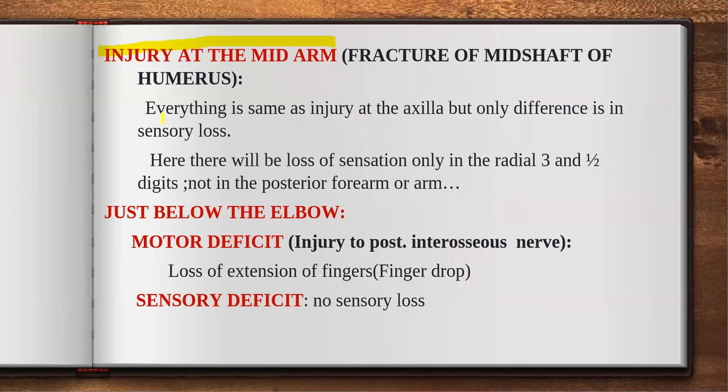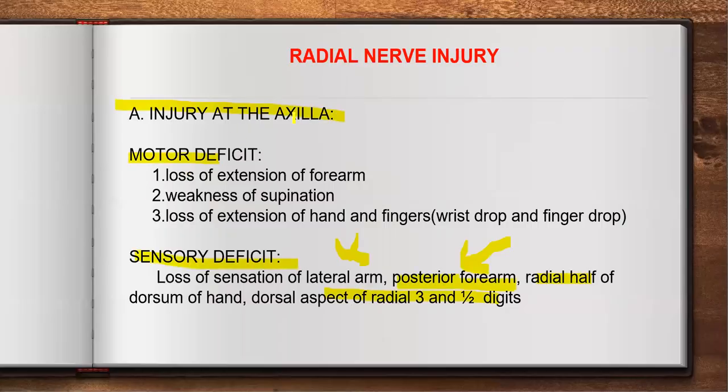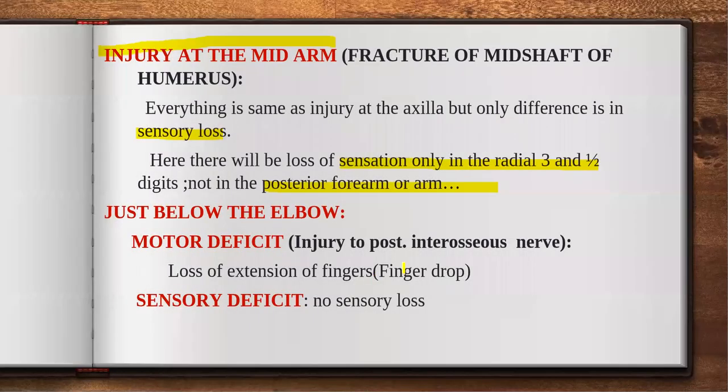Everything will be the same as in the axilla, the only difference will be in the sensory loss. In that case, the sensory loss will be only in the 3.5 fingers, but not in the posterior forearm or arm. That's the reason I say that in case of axillary injury, you will have posterior forearm and lateral arm loss of sensation. Okay, that's how you can differentiate between these two.